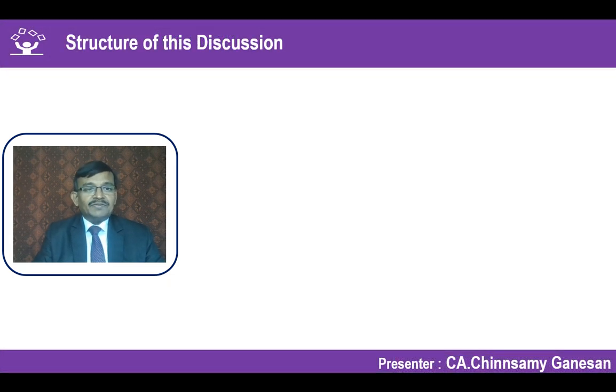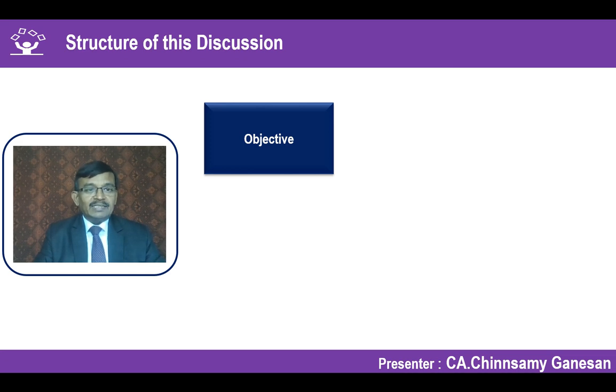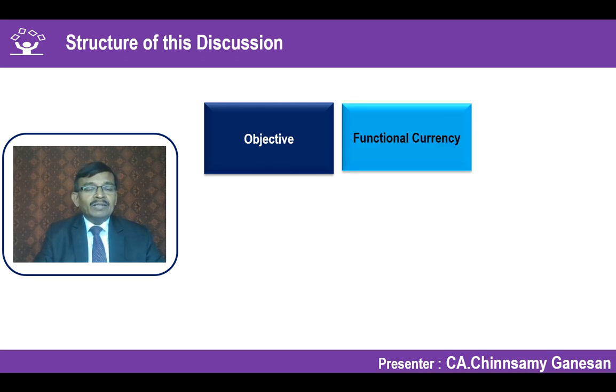As usual, we have structured the standard to understand the objective of this standard. A new concept is coming in this standard: functional currency. Unless we understand what is functional currency, accounting for the changes in foreign exchange rates under Ind AS 21 will not be possible, or we may get a wrong answer when we are doing this.